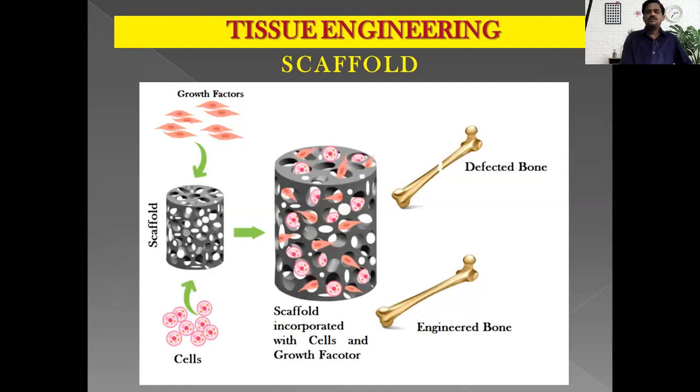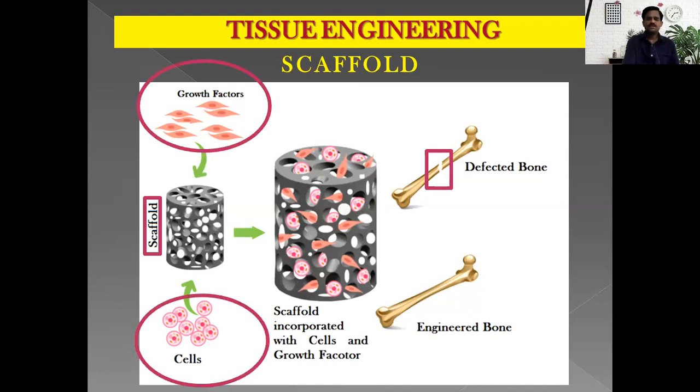How are scaffolds used? What is the role of scaffold in tissue engineering? Suppose there is a defect in a bone, and that defect needs to be repaired. For that purpose, we need a scaffold, and this scaffold is incorporated with growth factors and cells. After the incorporation of cells and growth factors, the scaffold is transplanted to the site of the defect, and after some time the scaffold carrying the cells and the growth factors will regenerate the missing tissue and fill the gap.